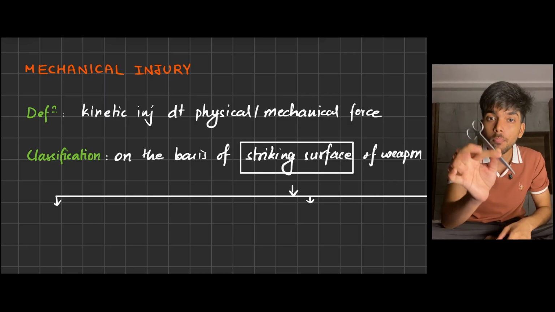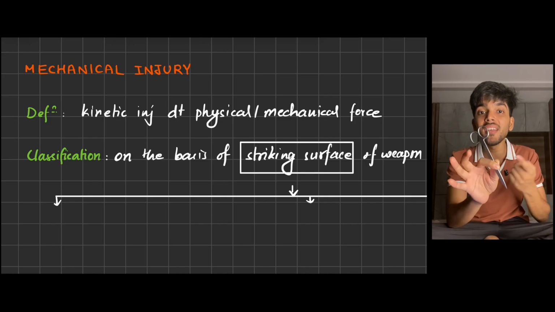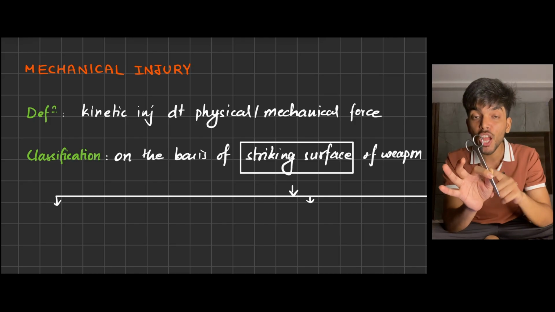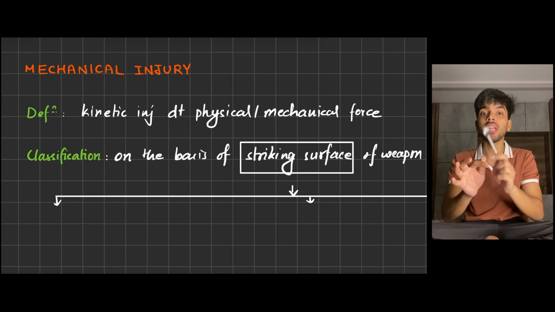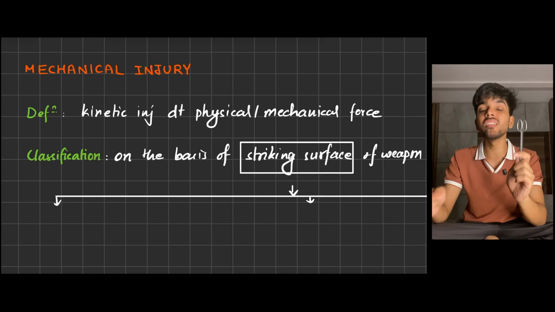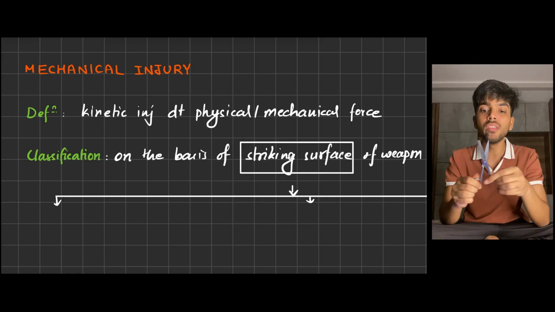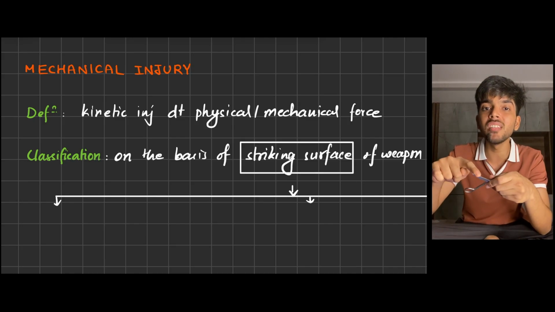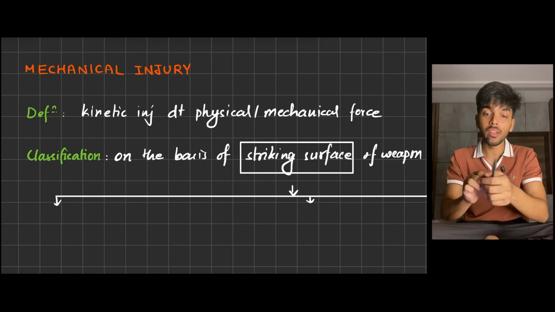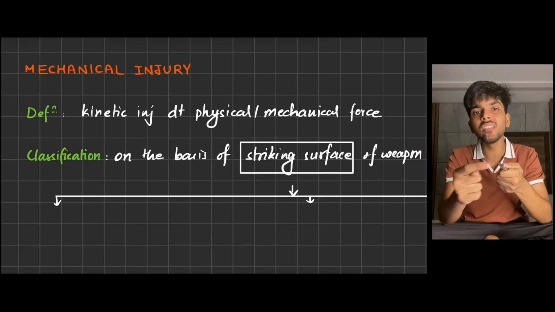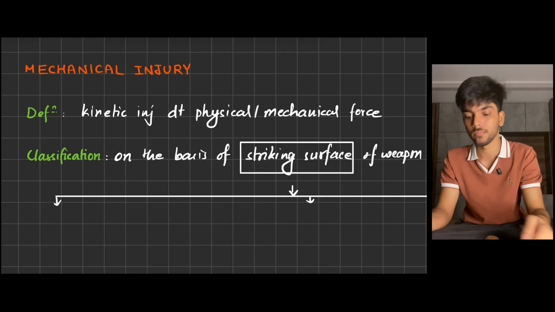So here the weapon is the same. It's the pair of scissors. But depending on the striking surface of the same scissor, you have different types of mechanical injuries being inflicted on you. When I used the blunt handle of the scissor to strike you, you were inflicted with a blunt force injury. When I used the sharp margin of the scissor to cut your throat, it inflicted sharp force injury. And when I used the pointed end of the scissor to penetrate inside your body, it inflicted puncture injury.